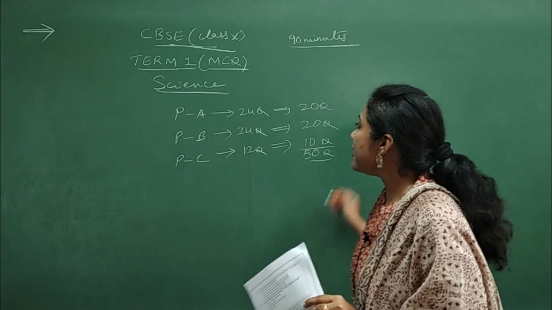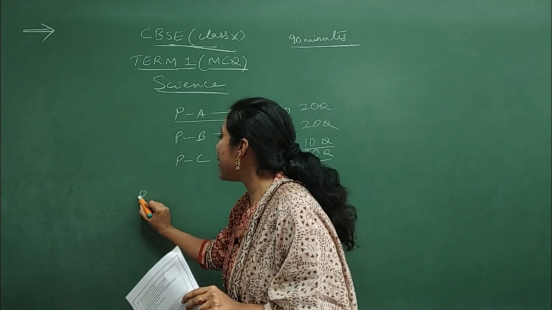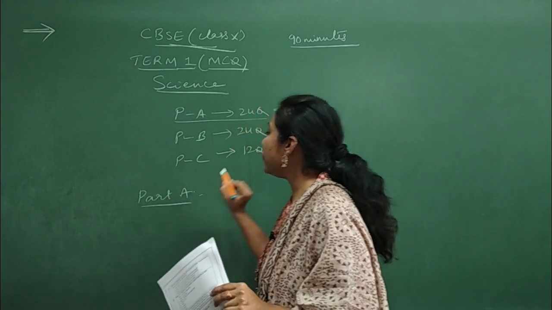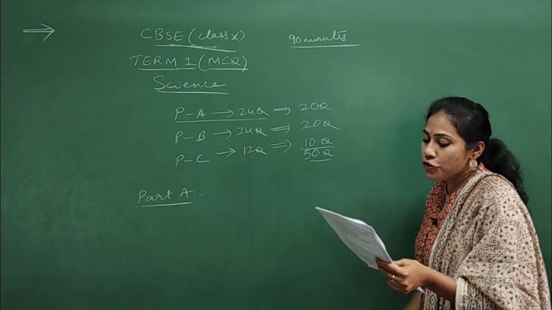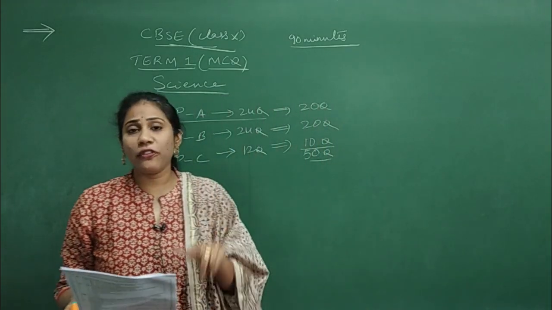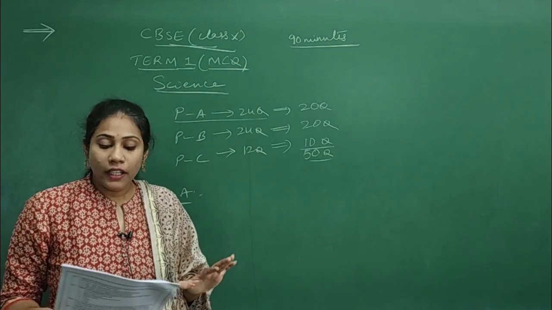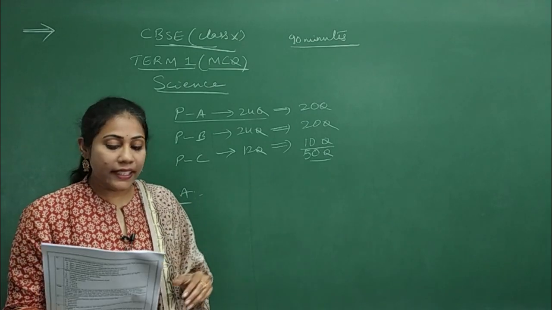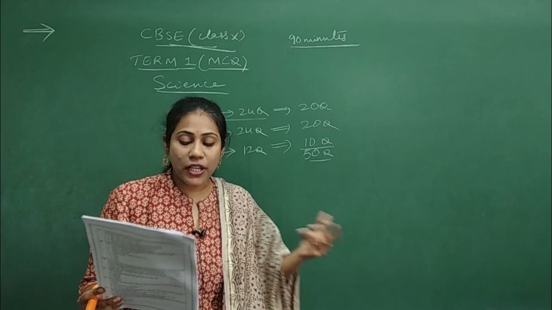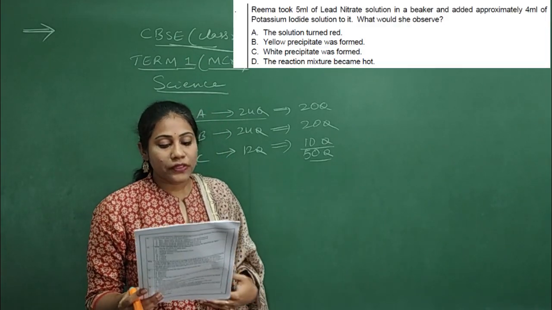Now let me solve all the questions which are there in part A. So in part A you have 24 questions. I'm going with the first question. See, the PDF of the question paper is provided in the description, right? So you can have a look at it, and the questions are also displayed on a board. You can check it out. Let me read out the first question for you.